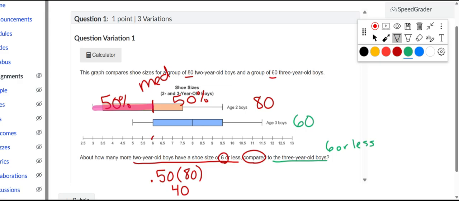Now let's go to the green, which is the 3-year-olds. We need to find the magic number, which is 6 or less, so I need to find 6. But when I go to this 3-year-olds box, it matches up with quartile 1. Quartile 1. So now we need to know how far is quartile 1 from the minimum. Everything is like 25% away, right? So this is 25%. Every section is 25%.